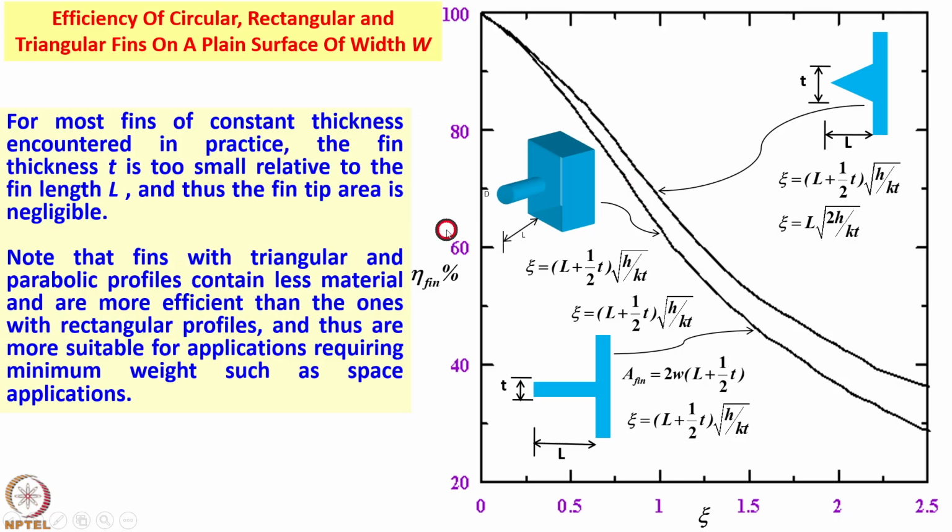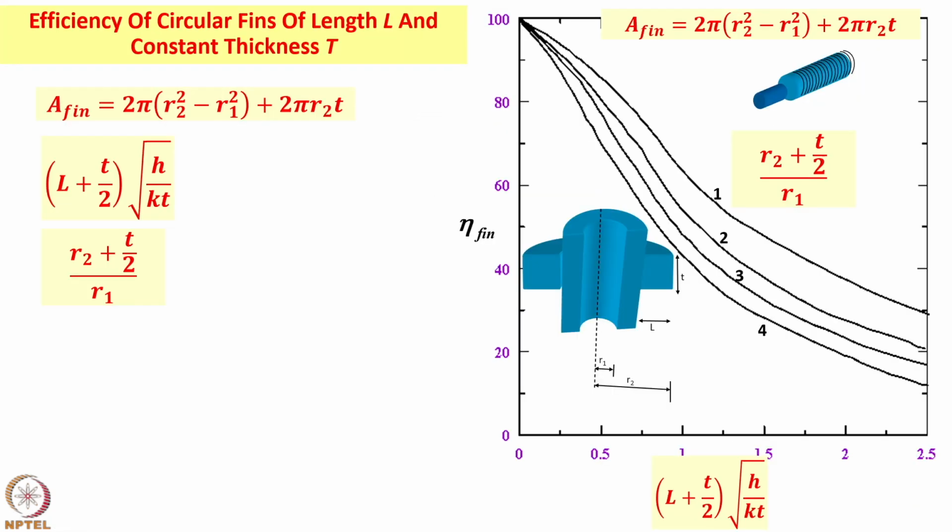I have cooked up a problem, and we will be solving a problem also at the end. Now, for example, this is the circular type of fins, which is very common in compact heat exchangers.